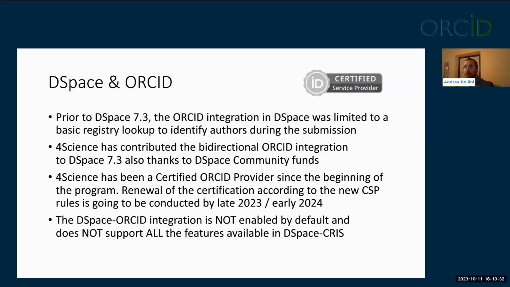In regard to DSpace, prior to DSpace 7.3, the ORCID integration was really limited, and you were only able to make a basic lookup into the registry to identify an author. 4Science has contributed the bidirectional ORCID integration to DSpace 7.3. So starting from DSpace 7.3, you are able to use most of the ORCID integration also in a plain DSpace.